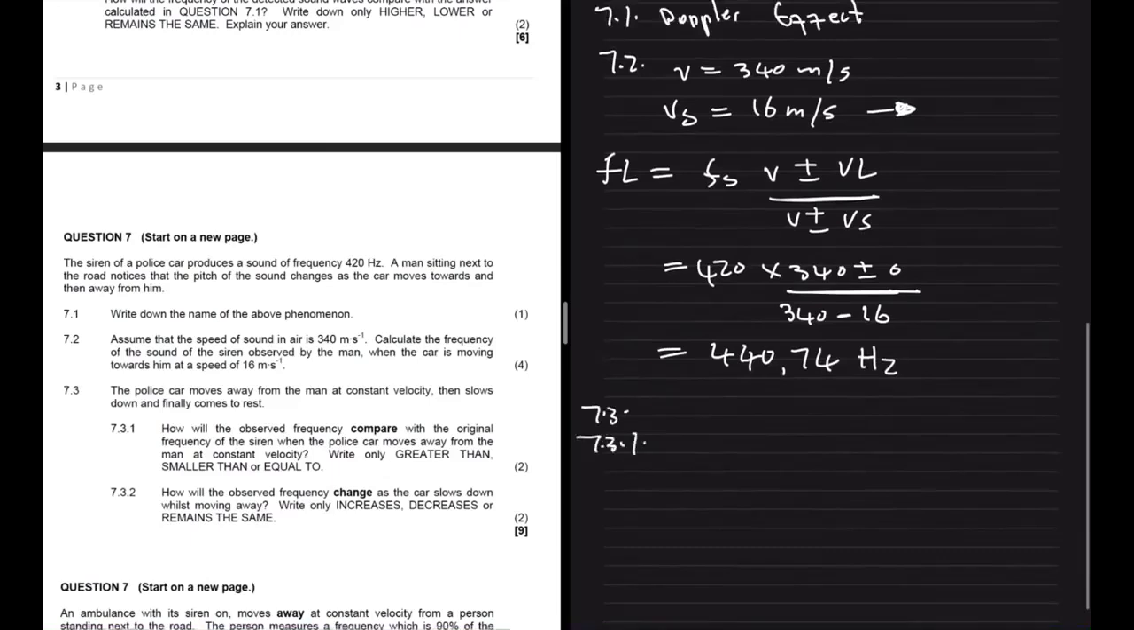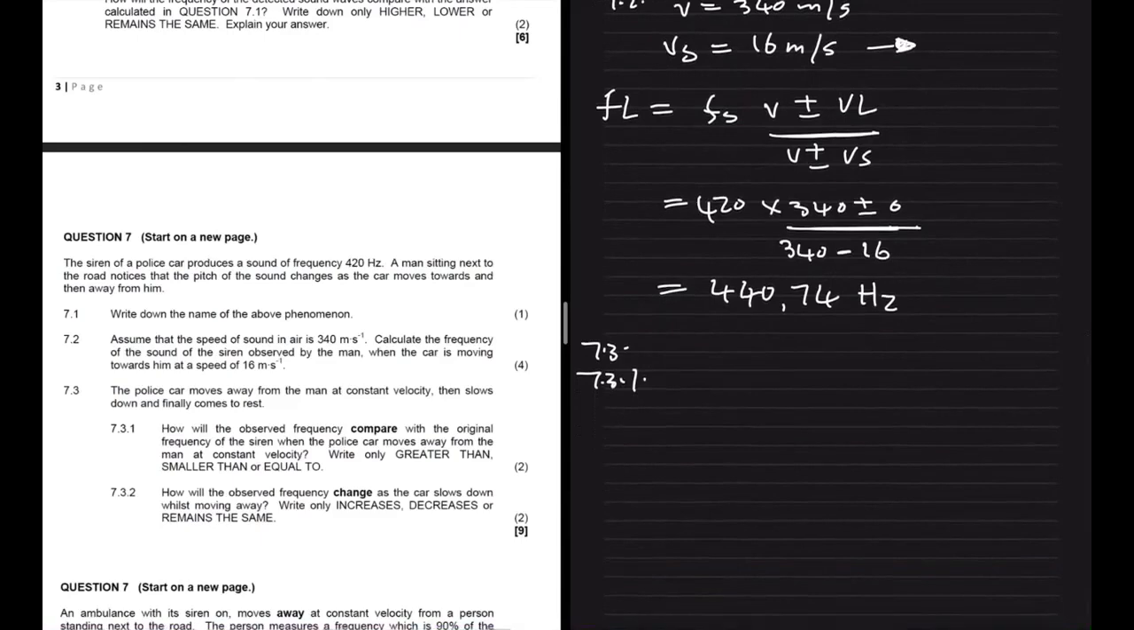7.3.1. The question says, the police car moves away from the man at constant velocity, then slows down and finally comes to a rest. How will the observed frequency compare with the original frequency of the siren when the police car moves away from the man at constant velocity?